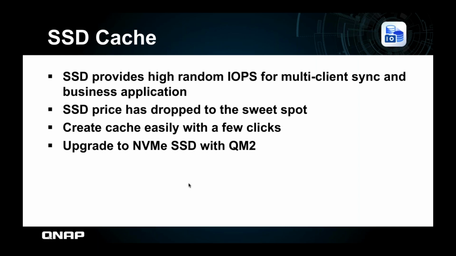For performance, we offer SSD cache. SSDs provide high random IOPS and also good sequential performance. It could be great for a multi-client environment, accelerating multiple volumes or LUNs because it's a global cache. The price of SSDs has dropped in recent times, so it's really a good time to buy SSDs. It's very easy to create a cache with just a few clicks of the mouse. And you can now even upgrade to NVMe SSDs for your storage or cache with our new higher performance QM2 cards.